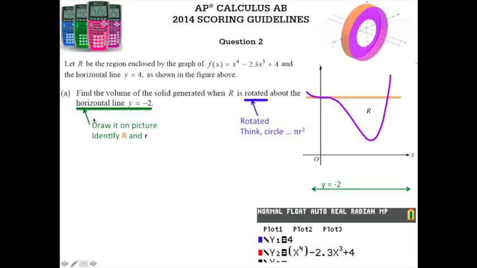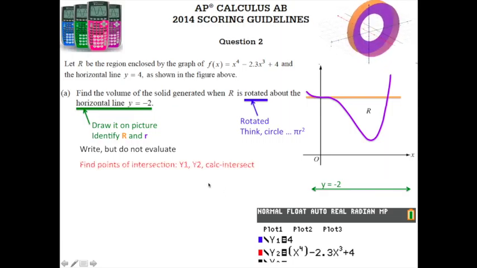Since it is a washer, the first thing you want to do is identify the outer radius and the inner radius. I've tried to color code this here. The outer radius we measure from -2 to the outer portion of the shape, which is that horizontal line. And the inner radius goes from that purple curve back to the axis of rotation, which is y equals -2.